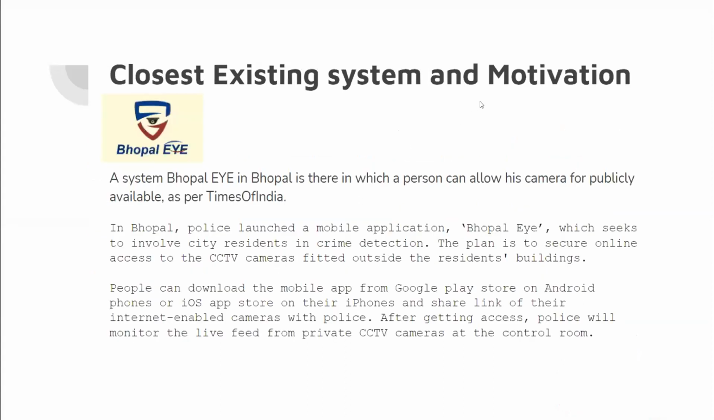From now on, it will be taken by Lokesh. So the question arises whether there is an existing system in this regard. Yes, of course, there's Bhopal Eye, which is the closest to this system. In this system, cameras can be made available by the public, and live feed goes to the control room with permissions granted by the public. Live monitoring can be done, but can it help in early detection of crime or witnessing the crime instance on the spot? Next slide, please.